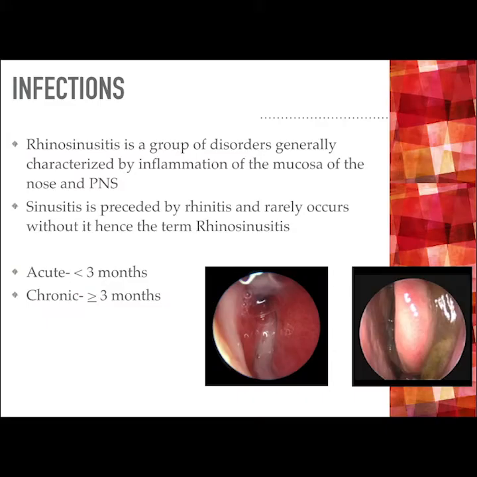Rhinosinusitis is a group of disorders generally characterized by inflammation of the mucosa of the nose and paranasal sinuses. We classify this into acute if the condition is less than 3 months and chronic if it persisted for 3 months or more.